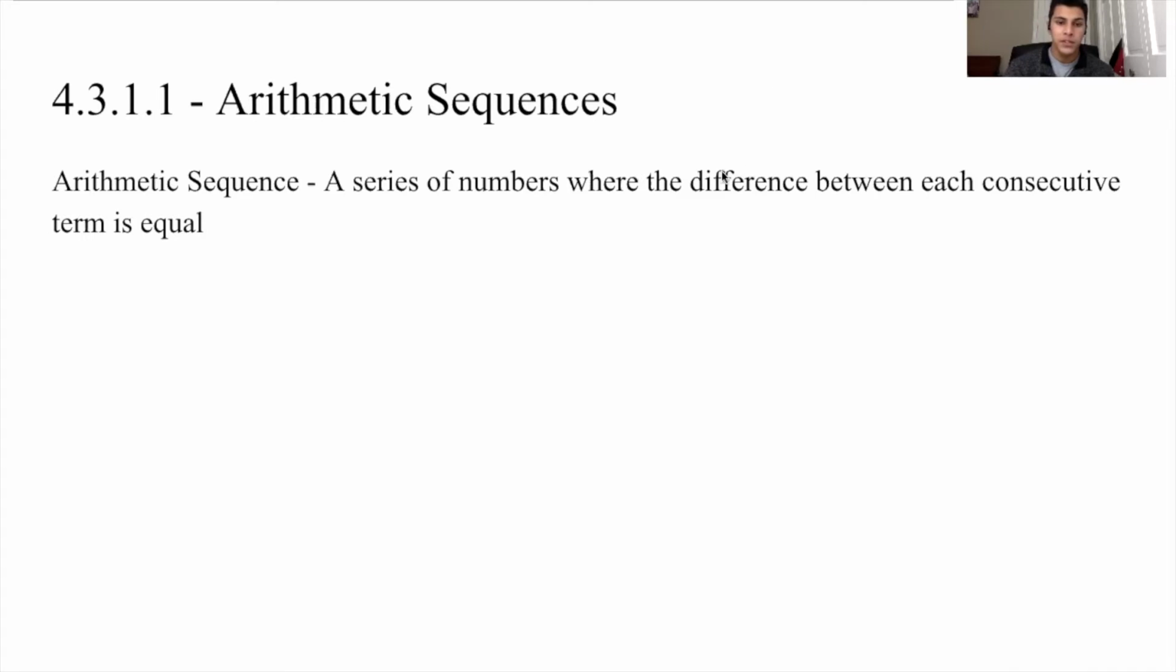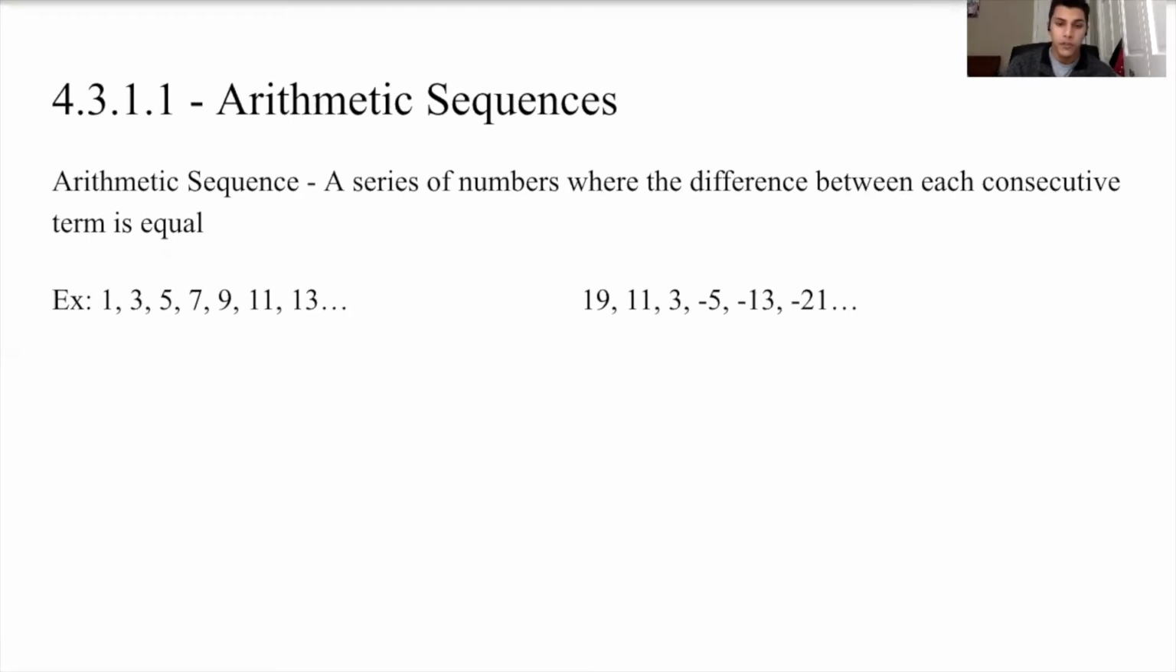Here we have two examples of arithmetic sequences. The first one is 1, 3, 5, 7, 9, 11, 13, and so on. And the second one is 19, 11, 3, -5, -13, -21, and so on. The one thing that these two sequences have in common is that they're both arithmetic. First, let's look at the definition of arithmetic sequences. It's a series of numbers where the difference between each consecutive term is equal.